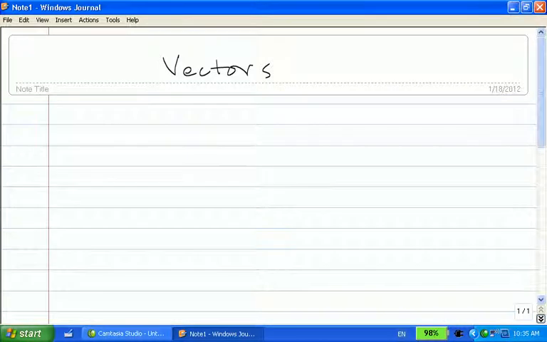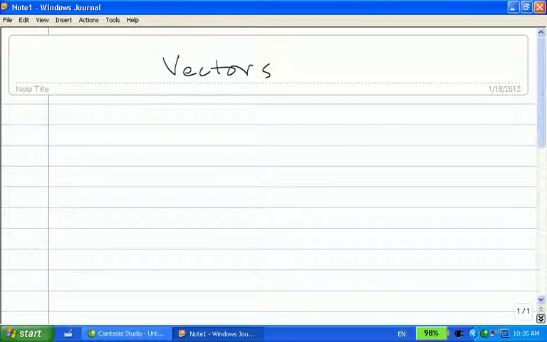This section is about vectors. Why do we want to learn vectors? That's because in real life, there are so many variables described by vectors. For example, velocities, force, all those things.